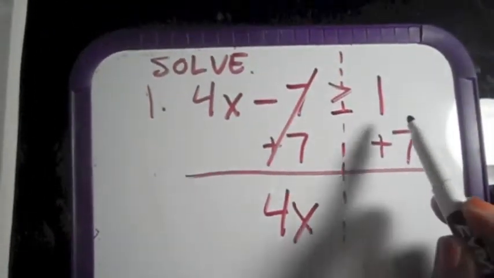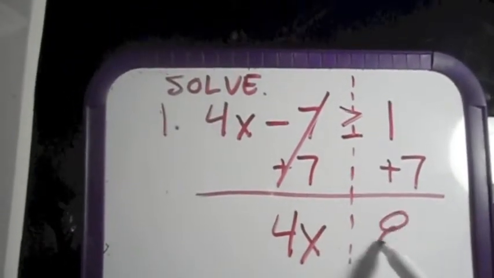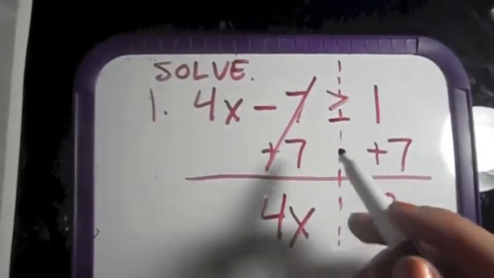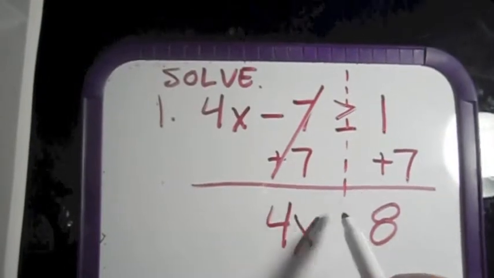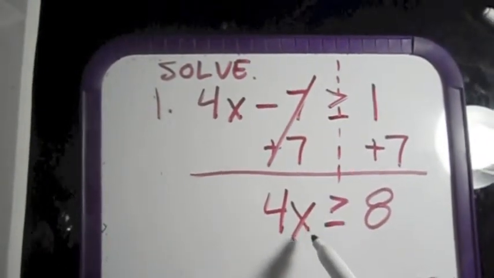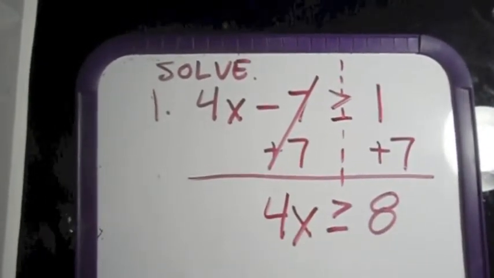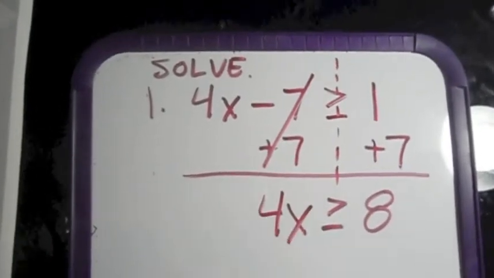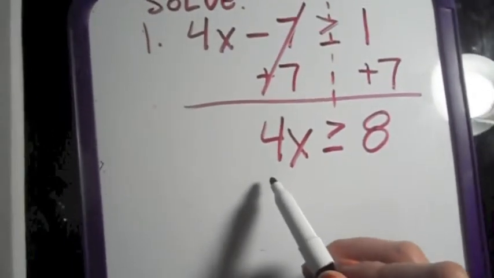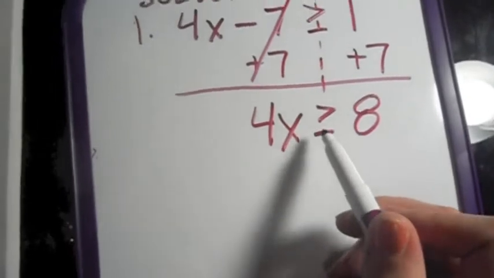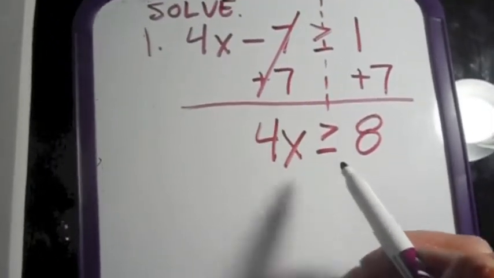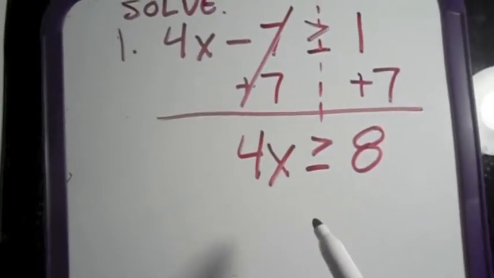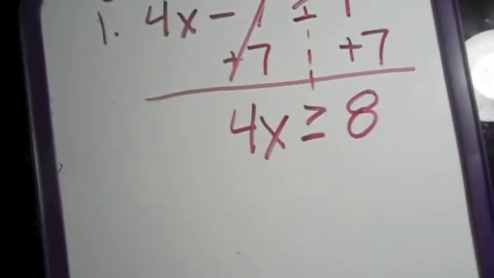side. And on the right-hand side, we have 1 plus 7, which is 8. Now we can just bring this symbol straight down. 4x is greater than or equal to 8. We just move the 7 over. Okay? So now we have 4 times x is greater than or equal to 8. This is a one-step inequality. This is what we learned in section 6.2.